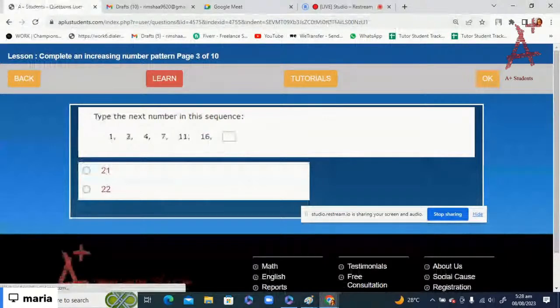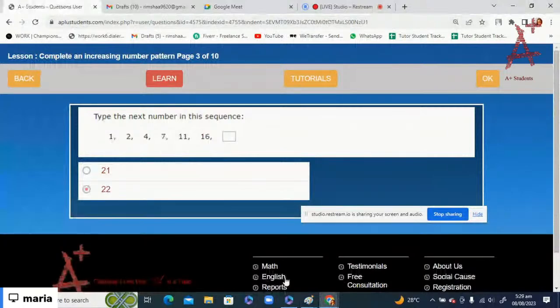Okay, let's do it this way. 1 plus 1 is 2. 2 plus 2 is 4. Plus 3 is 7. 7 plus 4 is 11. 11 plus 5 is 16. 16 plus 6, that is 22. Count it. 16 plus 6: 21 or 22? Think about it. Tell me. Alright, 22.